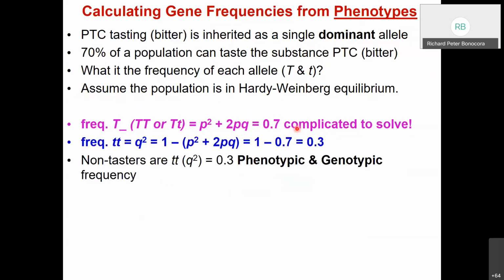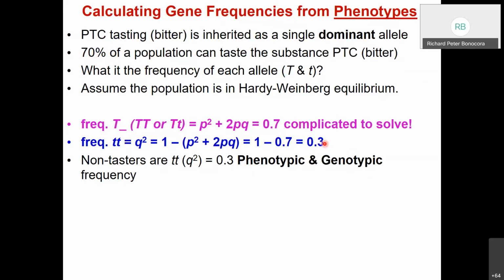However, we can look at the frequency of q squared. We rearrange the Hardy-Weinberg equilibrium equation: it's going to be 1 minus all of this, which has been defined as 0.7 from 70% of the population. So we know the frequency of those with a recessive phenotype is 0.3, or 30%. That becomes pretty obvious when you look at this. This is a very convoluted way to say, why don't I just subtract this 70% from 100% to get how many recessive individuals there are?